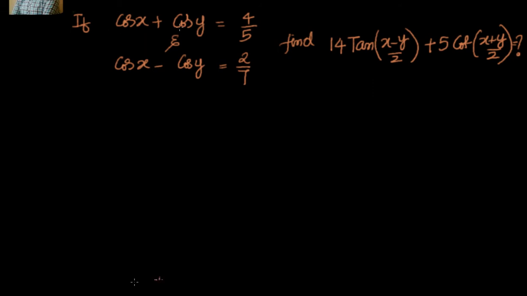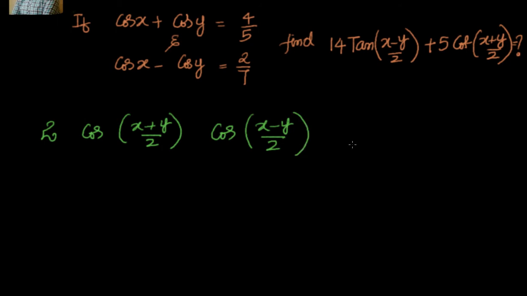So first let me take this one. This is in the form of cos c plus cos d. Now what is the formula for that? 2 cos (c plus d)/2, that is (x plus y)/2, cos (c minus d)/2, that is (x minus y)/2. This is nothing but equal to 4 by 5.